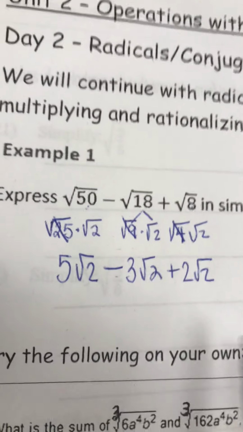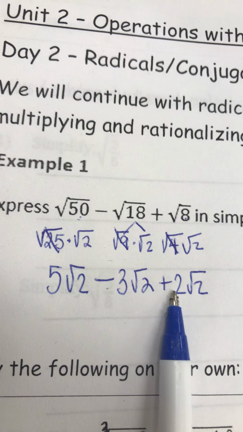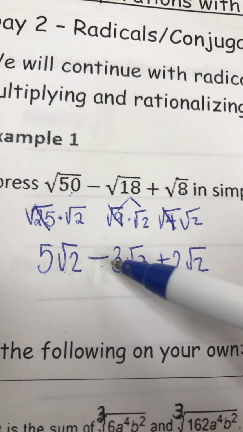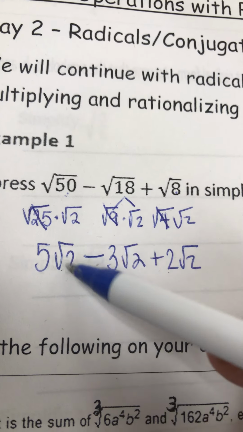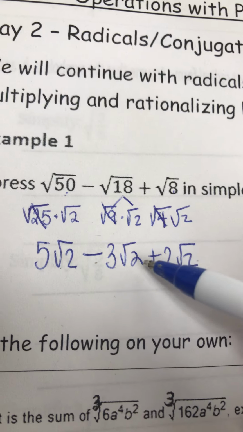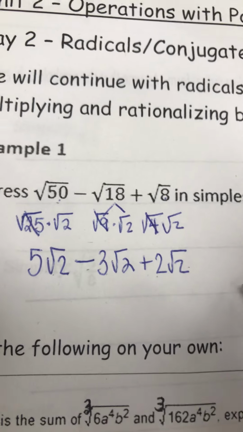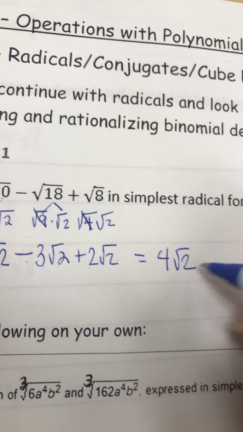So this is just like when you learned in algebra 5x minus 3x plus 2x, except they're just radicals, okay? So it's 5 rad 2 minus 3 rad 2 plus 2 rad 2. They're all like terms because they have the same radicand inside the radical, okay? So that gives us an answer of 4 rad 2.